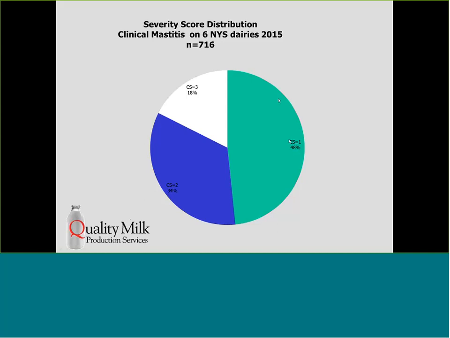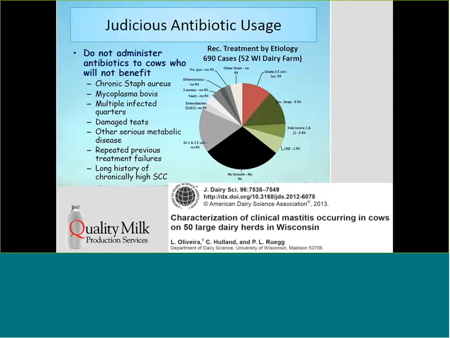The vast majority of them, again, approximately 85% of them, don't need systemic antibiotics and don't need to be treated immediately. We can wait 24 to 36, even 48 hours to find out what bacteria is associated with that clinical case, and then make a more prudent drug choice. So here it is, judicious antibiotic use. Do not administer antibiotics to cows that will not benefit.